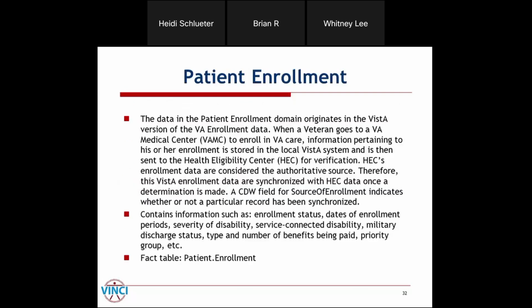And then we have the patient enrollment domain. So the data in the patient enrollment domain originates in the VISTA version of the VA enrollment data. So when a veteran goes to a VA medical center to enroll in care, information pertaining to their enrollment is stored in the local VISTA system, and then it's sent to the Health Eligibility Center, or HEC, for verification. The HEC's enrollment data is considered the authoritative source. So therefore, this VISTA enrollment data is synchronized with the HEC data once a determination is made, and there's a field in the data known as source of enrollment, which indicates whether or not this record has been synchronized.